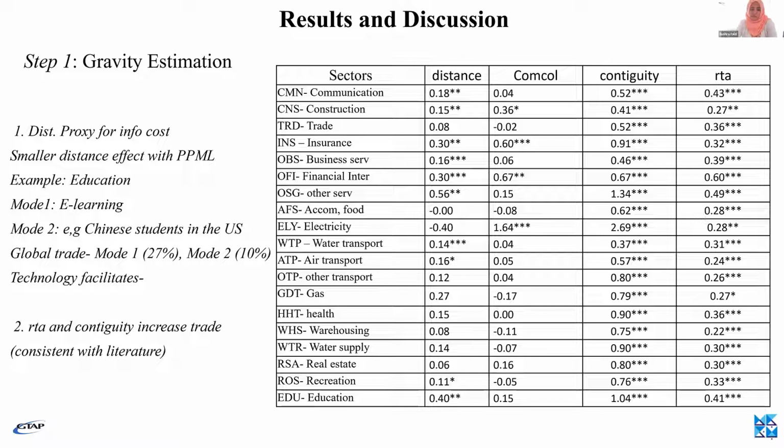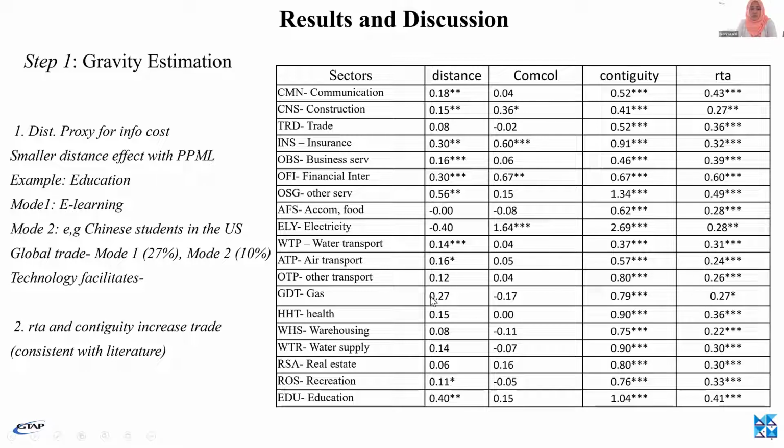Also, global trade data for 2015 to 17 shows that global trade in mode 1 is 27% and global trade in mode 2 is 10%. The reason I'm discussing these figures here is to highlight how globalization and technology facilitate trade in services to overcome the information cost, as mode 1 is more of a technology-dependent mode of supply.